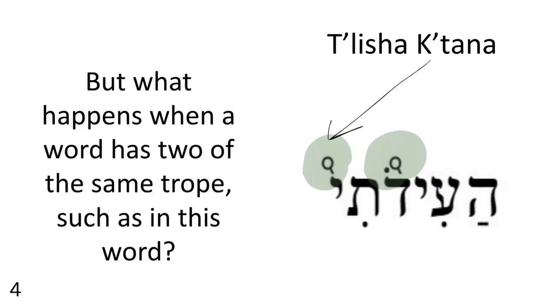But what happens when a word has two of the same trope, such as in this word, Talisha Kitana, Haidoti.